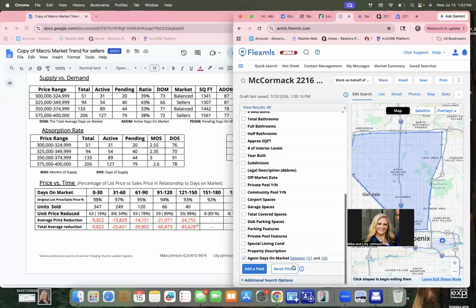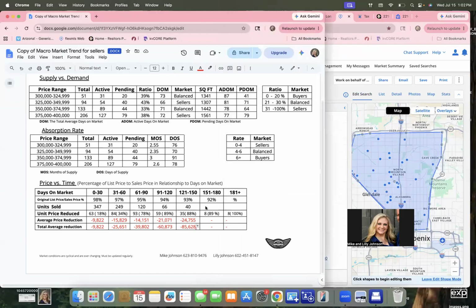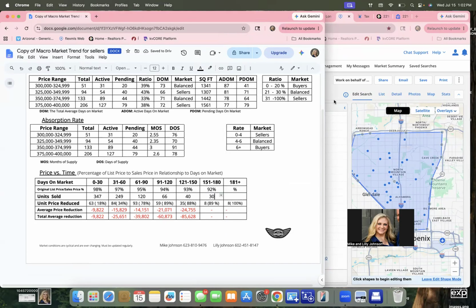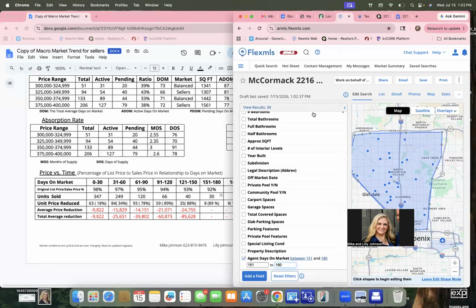We're almost done. We've got 151 to 180. Only 30. You see a trend. Like I said, it just goes down. What happens to the other ones? They cancel. They end up going off the market. They give up. They sell to an investor off the market without a realtor, because the realtor just did whatever the seller wanted them to do and nobody sold.